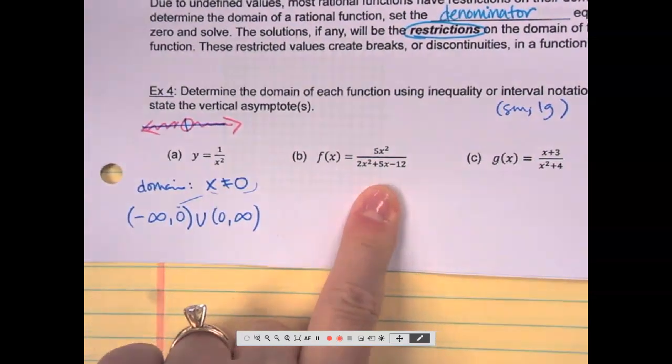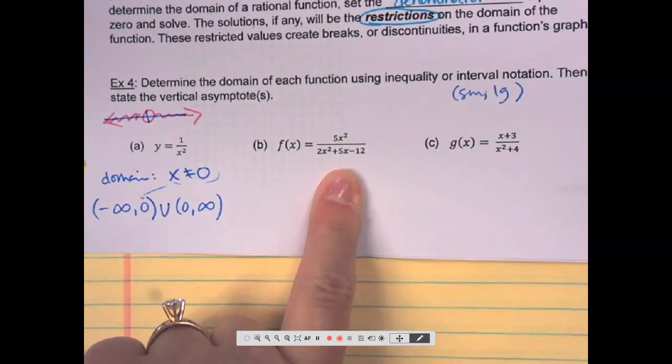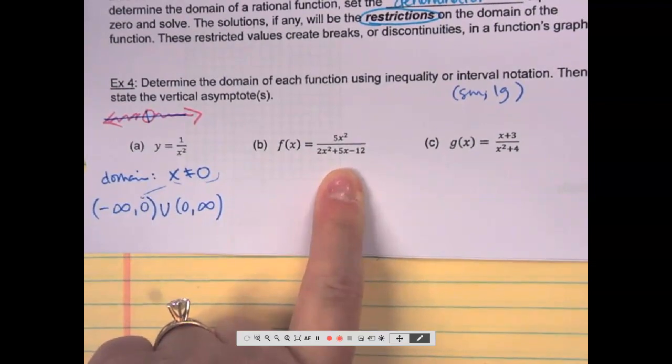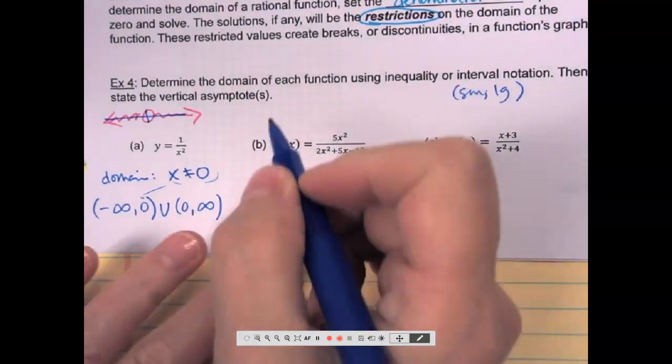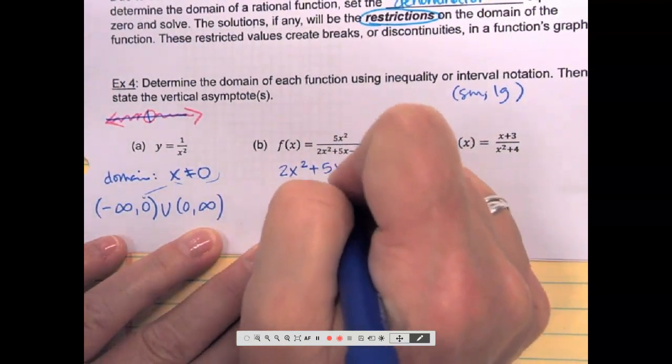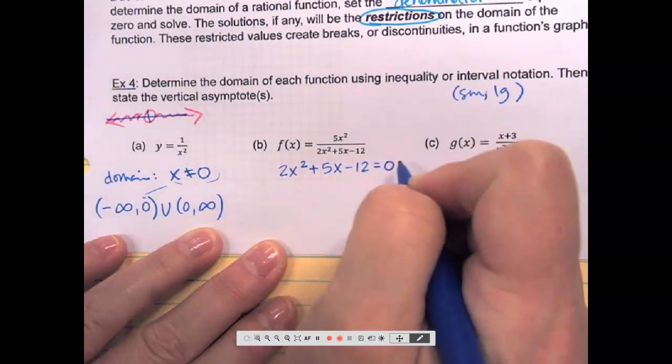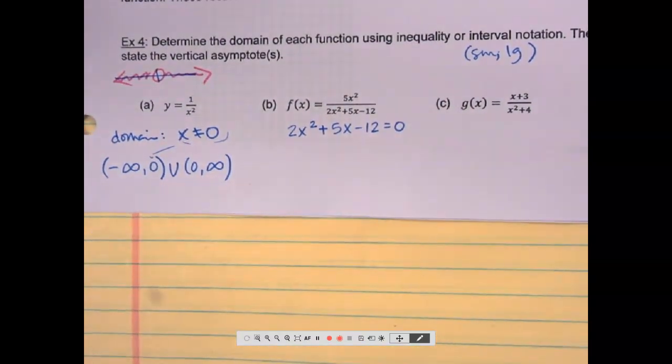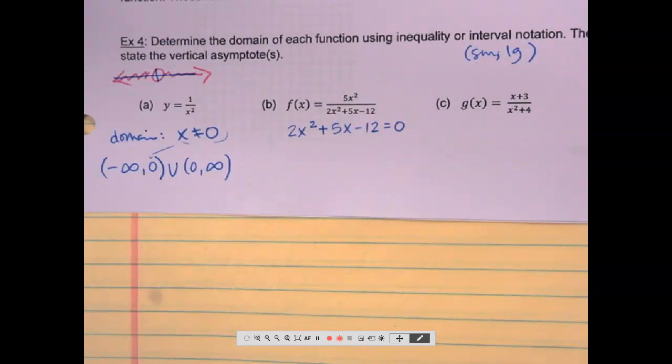Okay, let's look at this one. How do I figure out what would make the denominator 0? Set it equal to 0. 2x squared plus 5x minus 12 equals 0. Should we just try some numbers randomly and figure it out? Factor it.